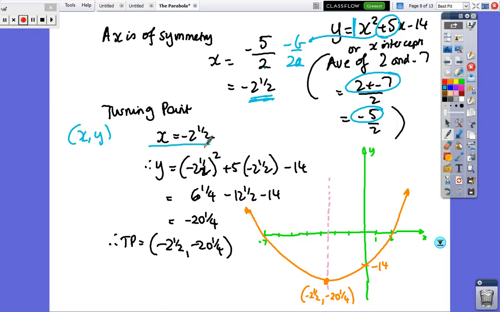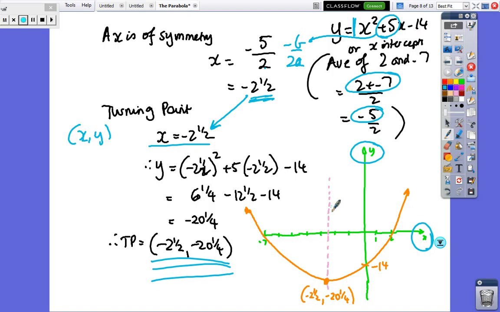Okay, there's the x value from the axis of symmetry, and then you just plug it into the formula, y equals x squared plus 5x minus 14, and just let the calculator do all the work. And so then you list your turning point as a coordinate, and then you just make sure that you've got some level of accuracy. So you'll have grid paper. Don't forget to label your axes x and y.